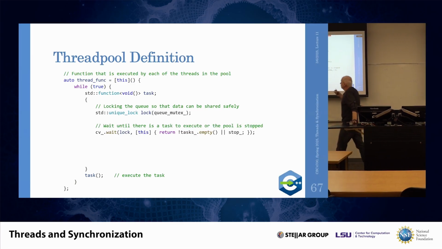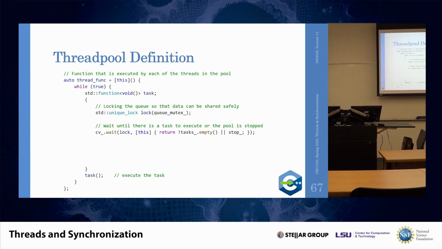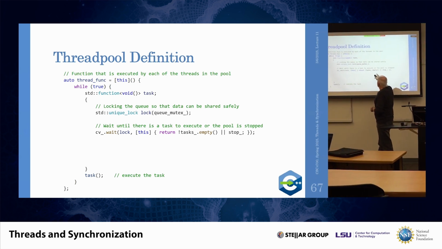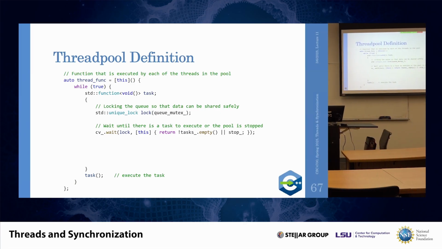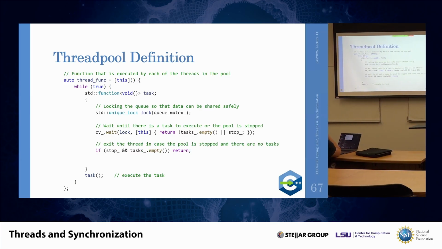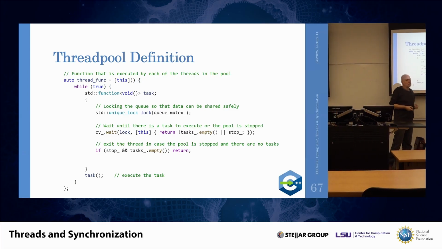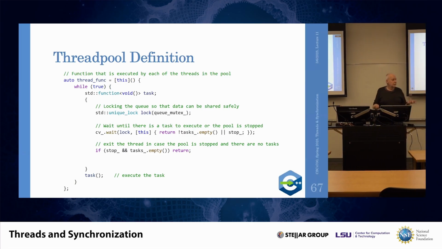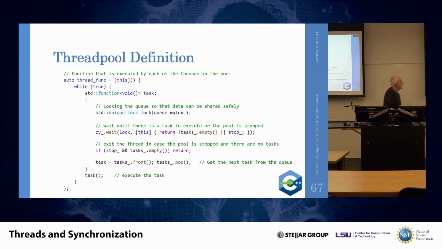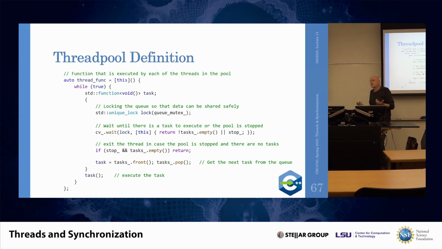Then, as I said, that thread goes to sleep. It will wait there as long as there are no tasks available and the thing has not been stopped. It will come out of there only once tasks are available. When it comes out and it sees that it has been stopped and no tasks are available anymore, it will just exit. That's the end of it. And otherwise, it will pull the next task from our queue. We'll just say, okay, give me the next task, pop it from the queue, and that's it.